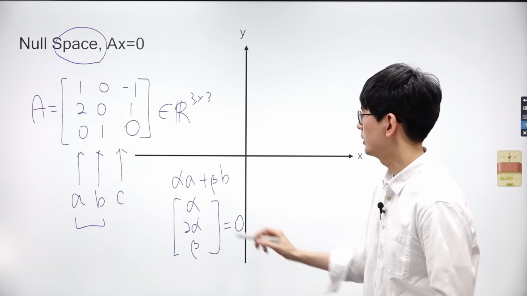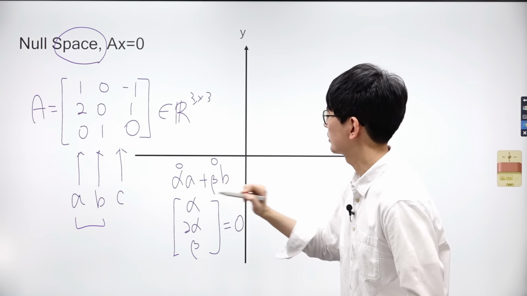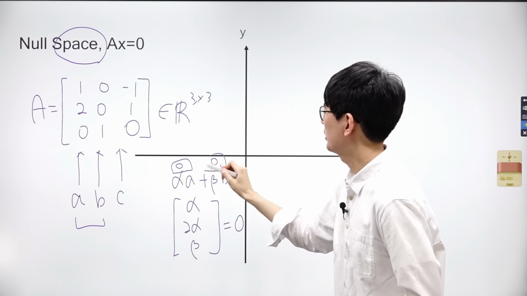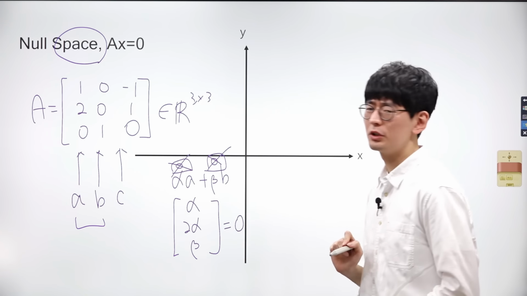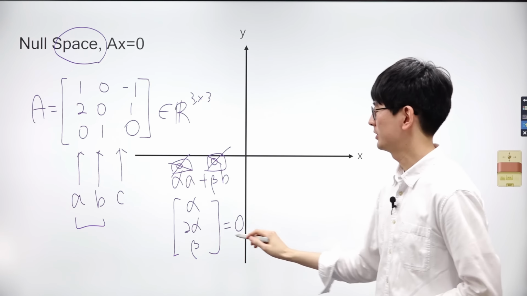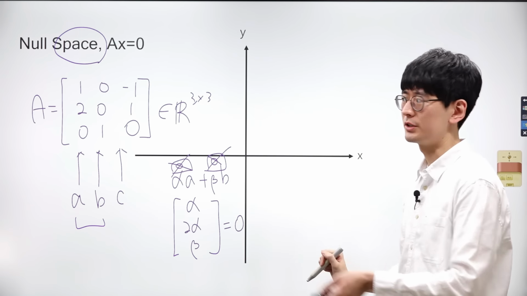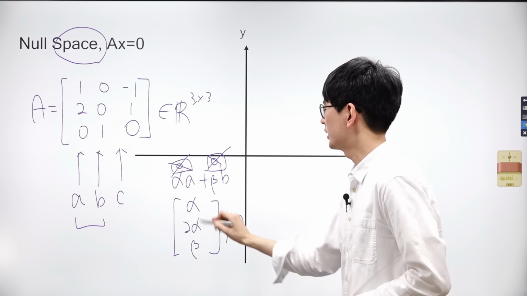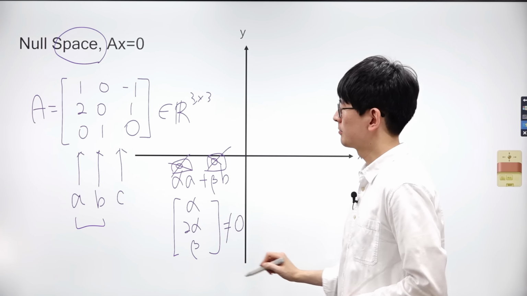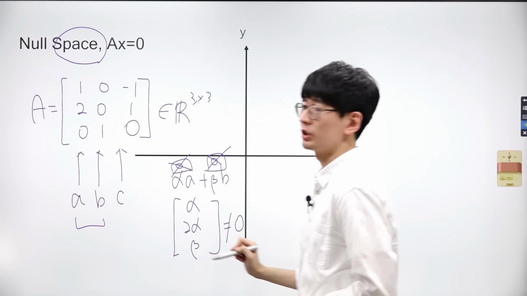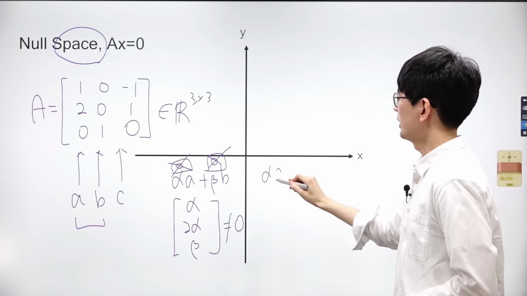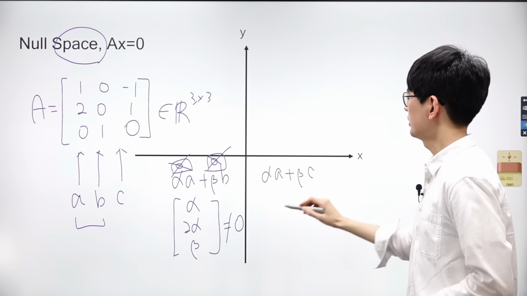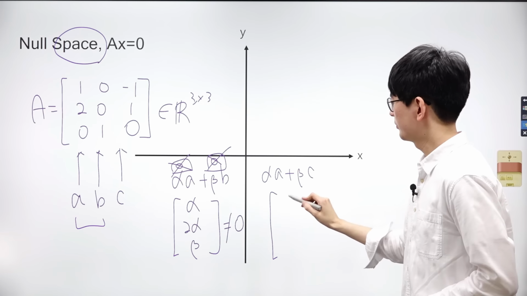Is there any combination of alpha and beta that results in 0? Yes, but only when both alpha and beta are 0. However, if vectors A and B were linearly dependent, there would be another combination of alpha and beta besides 0 and 0 that would yield 0. So we've established that vectors A and B are linearly independent. Now what about vectors A and C?